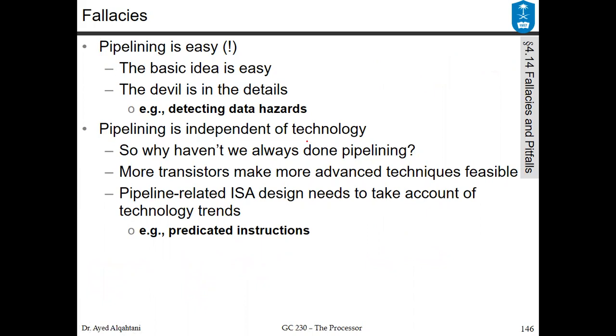Pipelining is independent of the technology. So why haven't we always done pipelining? More transistors make more advanced techniques feasible, and the pipelining related ISA design needs to take into account the technology trends, such as the predicated instructions. If you are interested, read about this. It actually has some good techniques.